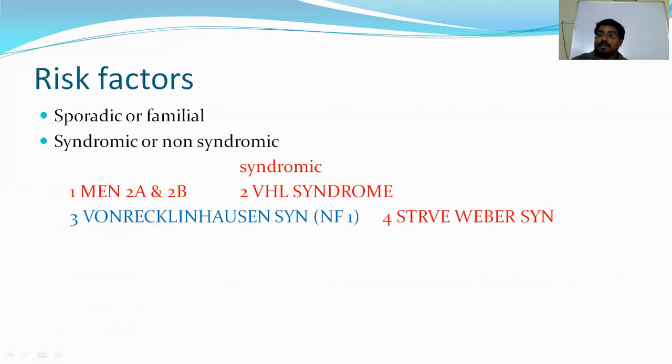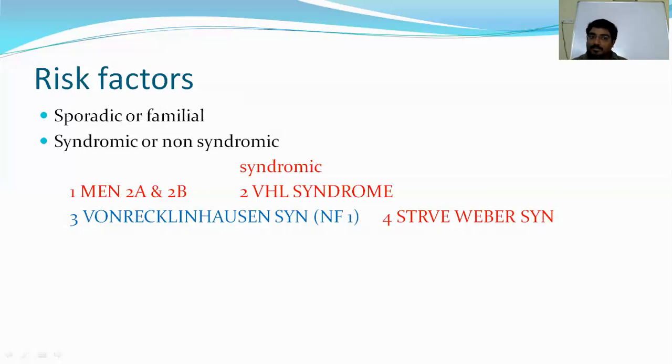And what are the risk factors? We will divide them into sporadic and familial, syndromic and non-syndromic. What are the syndromic causes? One is MEN 2A and 2B, VHL syndrome, and von Recklinghausen syndrome, which is neurofibromatosis type 1, and Sturge-Weber syndrome.